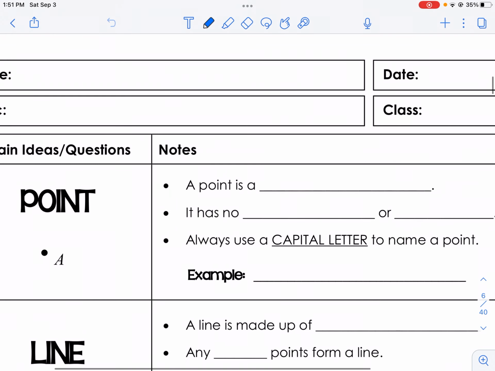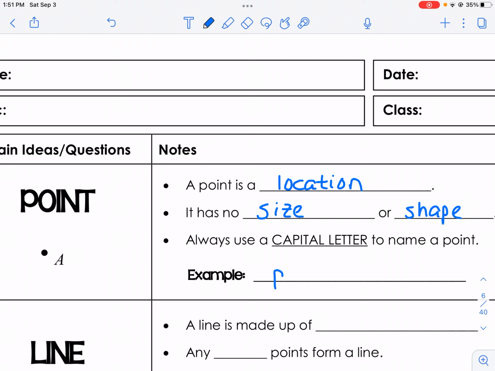Points are pretty obvious. They are a location in space. So a point is just a location. It doesn't have any size, it doesn't have any shape, it's just a location. So you've been using these on the coordinate plane. You know, the xy coordinate is a point. And when we're naming them, we'll always use a capital letter.